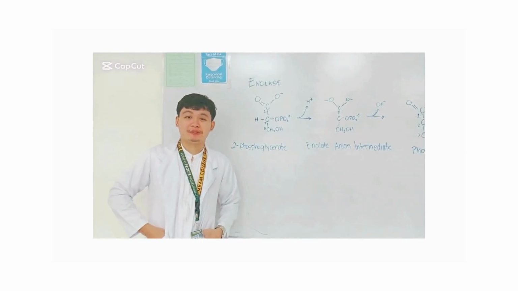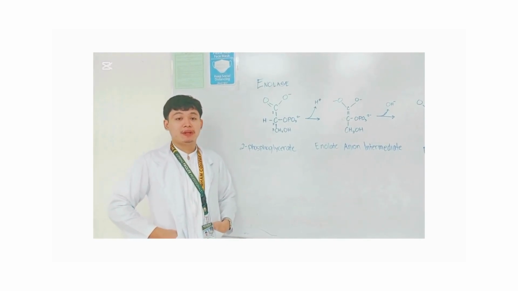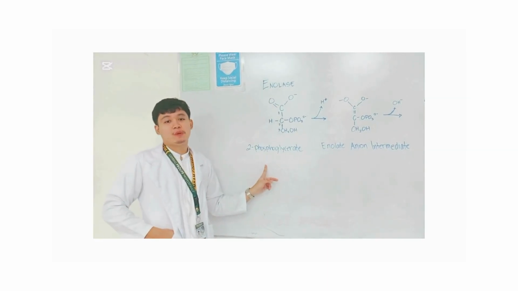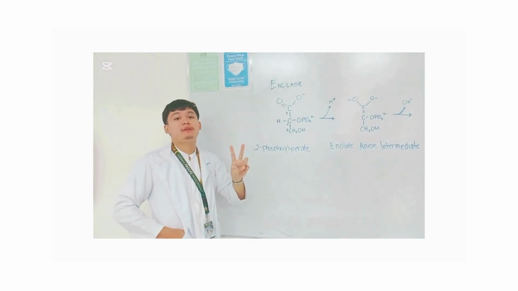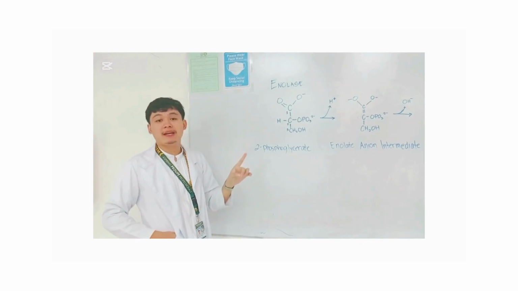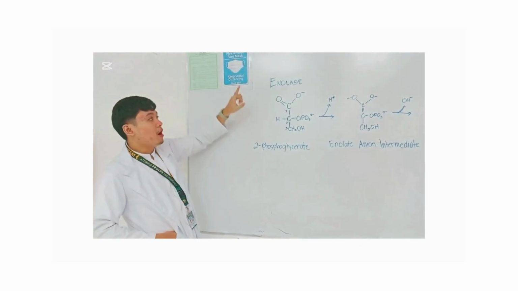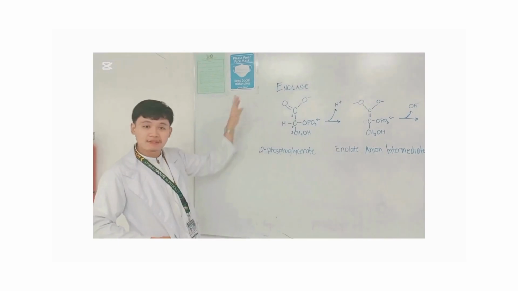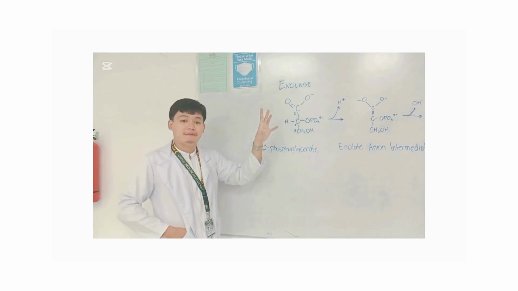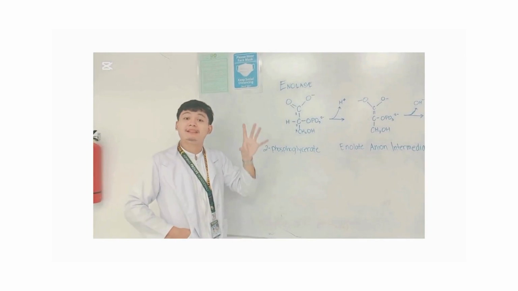Enolase catalyzes a reversible reaction. First, the substrate 2-phosphoglycerate binds to the active site of the enolase enzyme. Two magnesium ions are present in the active site. These ions bind to and interact with the oxygen atoms of the carboxyl group of 2-phosphoglycerate. This interaction ensures proper alignment of the substrate and prepares it for the catalytic reaction.